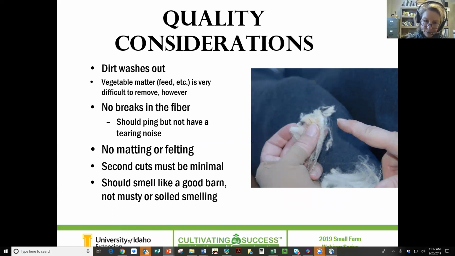I already talked about no breaks in the fiber. Wool is very prone to matting or felting. It's very good at doing that. So if you have areas of the fleece, or even an entire fleece, that's matted or felted, then don't try to sell that.